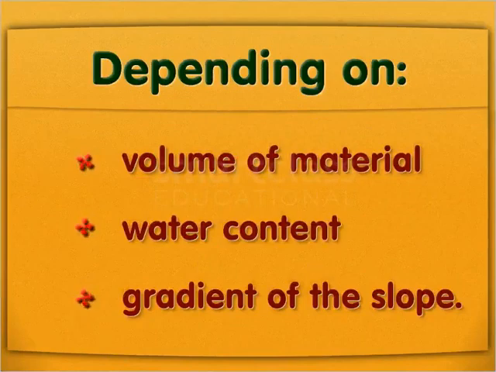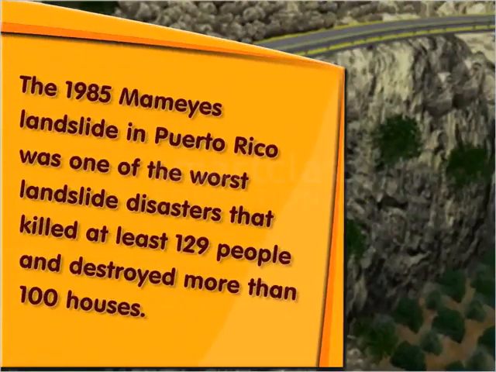of the slope. In 1985, Mameyes landslide in Puerto Rico was one of the worst landslide disasters that killed at least 129 people and destroyed more than 100 houses.